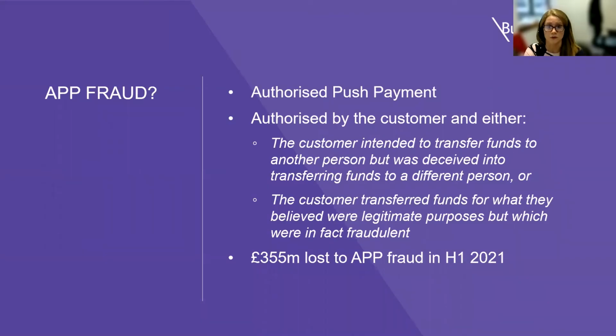Authorised push payment fraud, also known as APP fraud, refers to a situation where a customer authorises a payment and either the customer intended to transfer the funds to another person but was deceived into transferring funds to a completely different person, or the customer transferred funds for what they believed were legitimate purposes, but were in fact fraudulent. It's called authorised as the individual gives their consent to make the transfer, albeit this may be under false pretenses, and it is a push payment as it's the individual who sends the payment to the receiving party, rather than the receiving party collecting the payment, such as by way of direct debit.